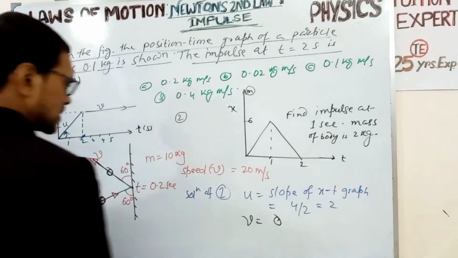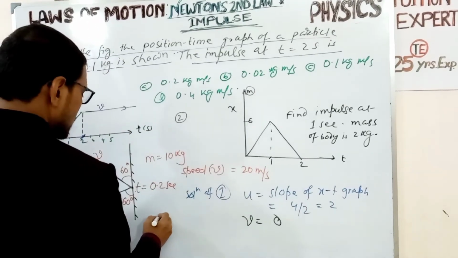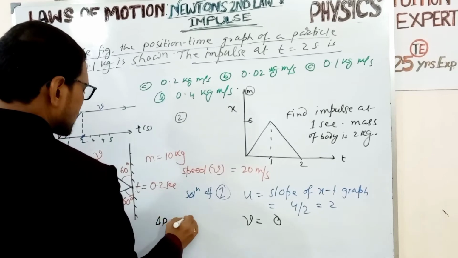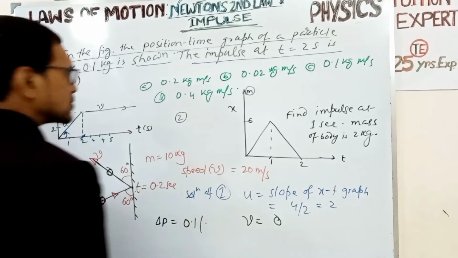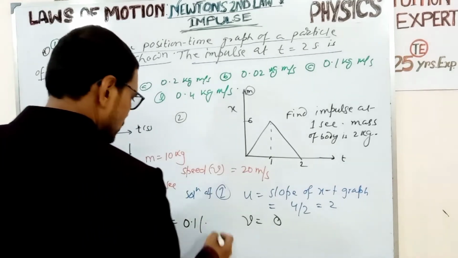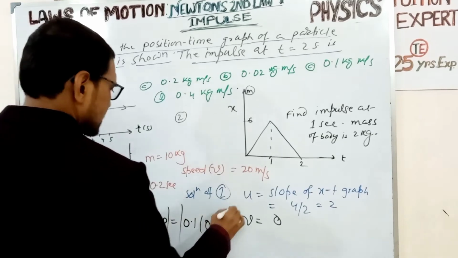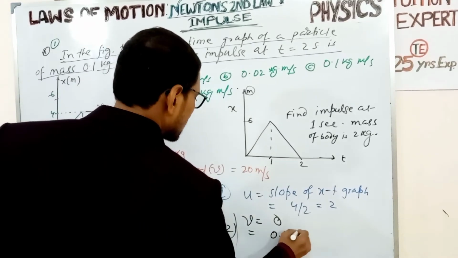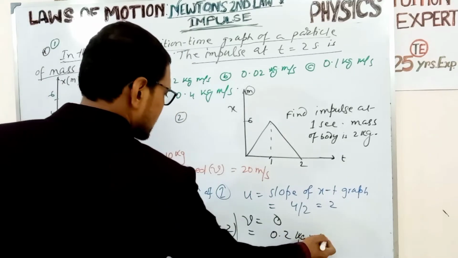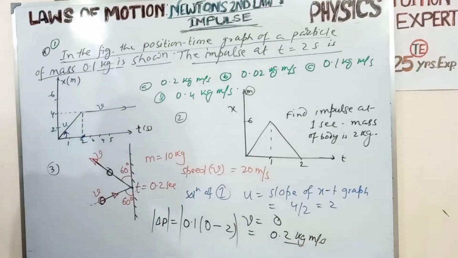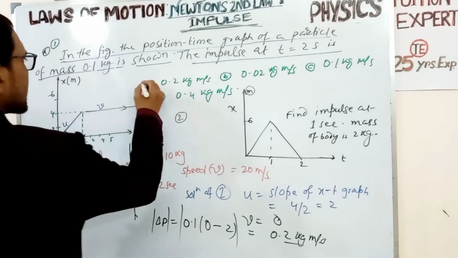Now change of momentum, mass is 0.1 kg. So change of momentum equals m into final velocity minus initial velocity. We have to take the magnitude: 0 minus 2. So magnitude of this is 0.2 kg meter per second. Mass into velocity, kg meter per second. Okay, so this is the answer, 0.2 kg meter per second.